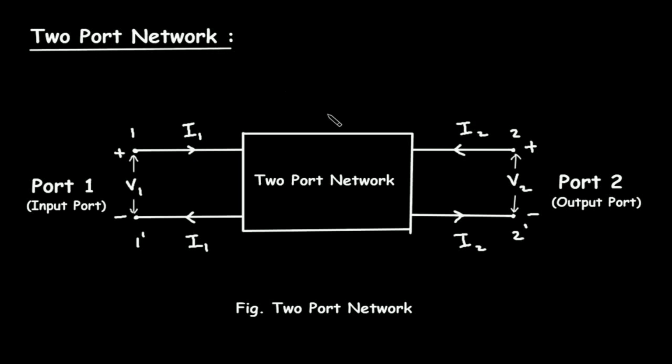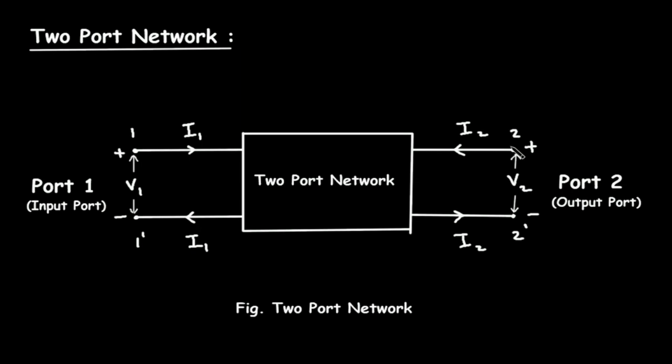Two-port network. Here we can see this is a two-port network. As its name suggests, it has two ports, that is port 1 and port 2. A port is the combination of two terminals. Here we can see this is terminal 1 and this is terminal 1 prime. So it forms port 1.